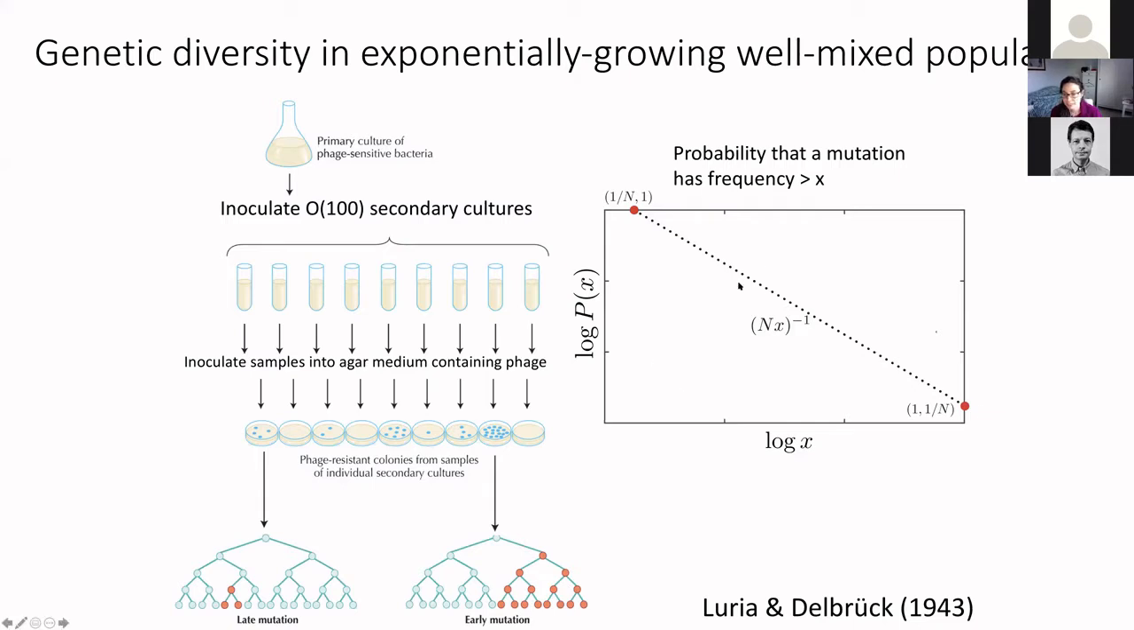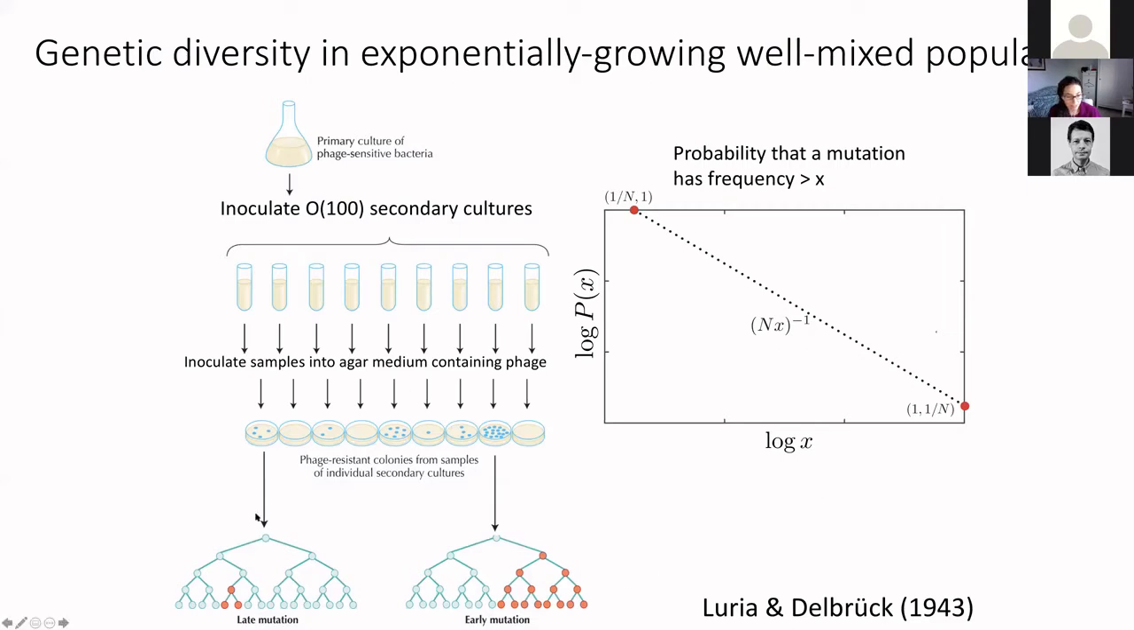What I'm plotting here on the right, in log-log space, is the probability that a mutation occurs and that this mutation is carried by at least a frequency X in the population. And what Luria and Delbruck were able to find is that this distribution is actually a power law. It goes like 1/X, so it has a very fat tail. So there are events that can occur actually quite likely, so-called jackpot events, where mutations can be carried by a very high frequency in the population.